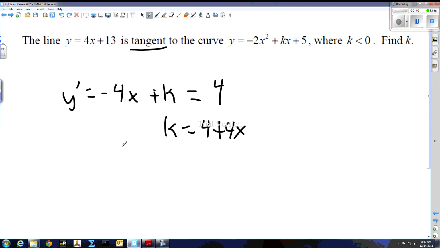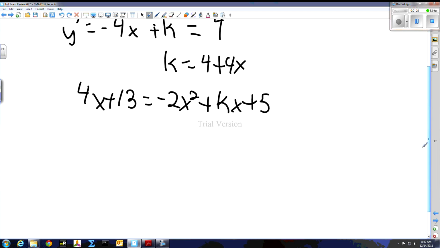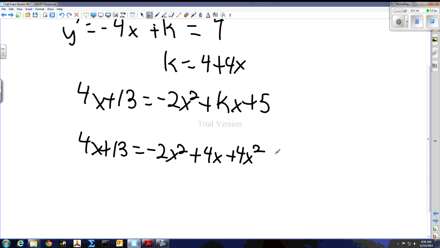We know that this line is tangent to this curve at a point. So that means that the line and the curve intersect at that point. So we need to find out, where is 4x plus 13 equal to negative 2x squared plus kx plus 5? Well, now we can substitute in for k, and we get 4x plus 13 equals negative 2x squared. We're going to substitute in, and I'll distribute at the same time, plus 4x plus 4x squared plus 5.